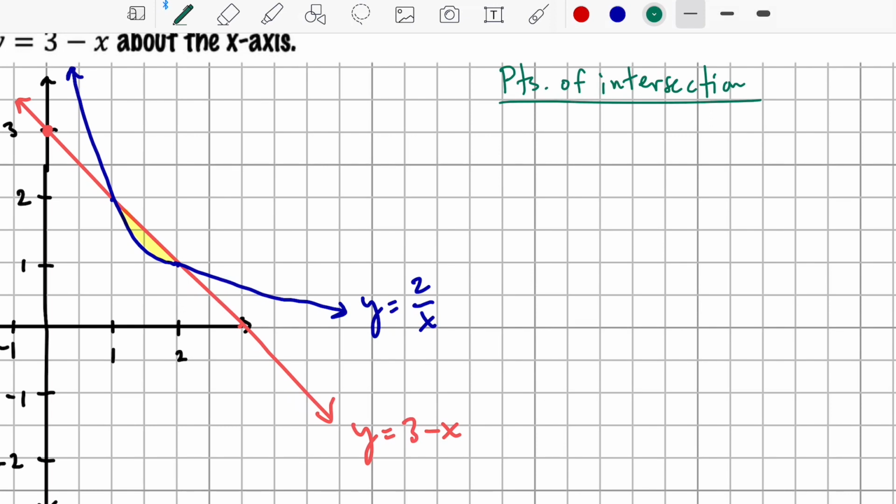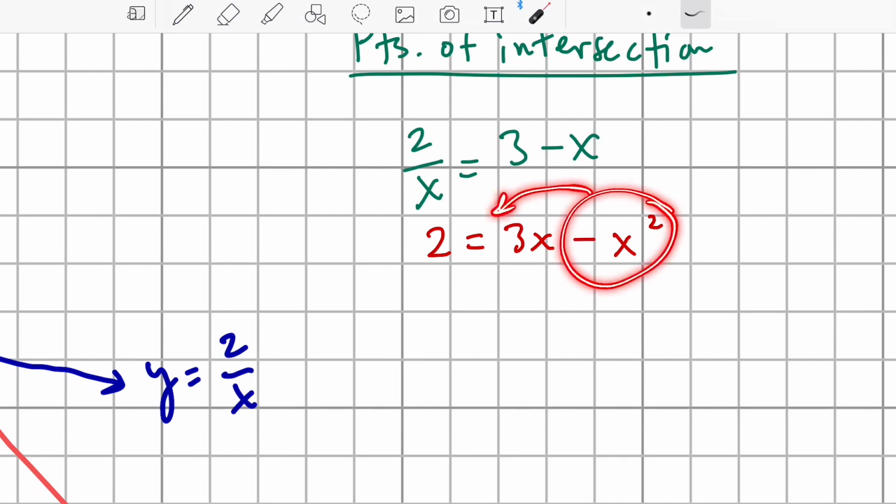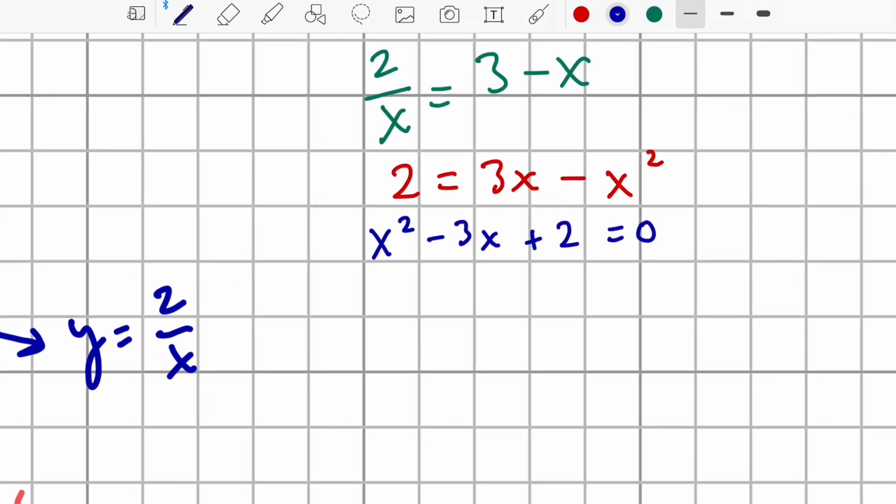To find those points of intersection, you set the equations equal to each other. So 2 over x equals 3 minus x. Now we want to solve for x. So we're going to multiply both sides by x, and we get 2 equals 3x minus x squared. I want to make sure that the x squared is positive, so I will move the negative x squared to the other side and this positive 3x to the other side, and it'll look like this. x squared minus 3x plus 2 equals 0.